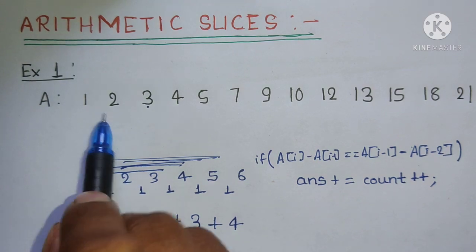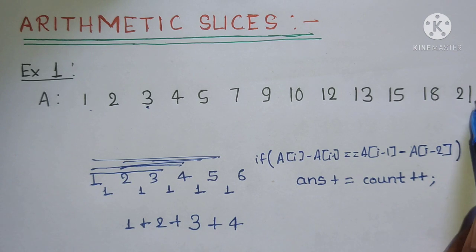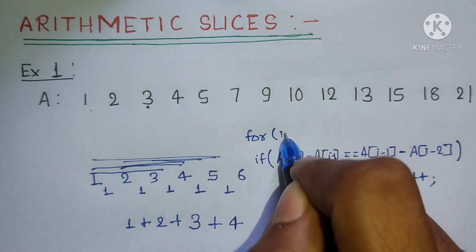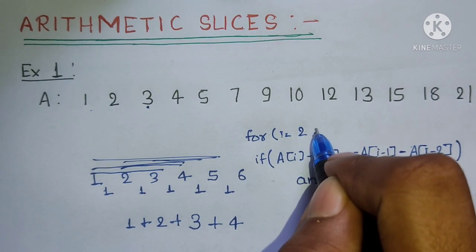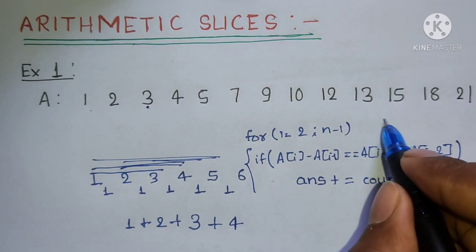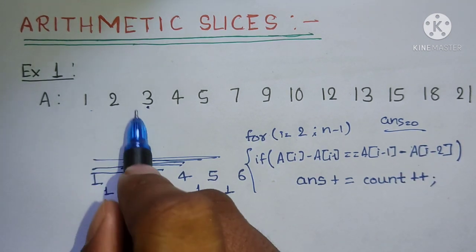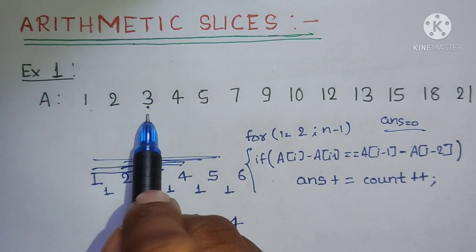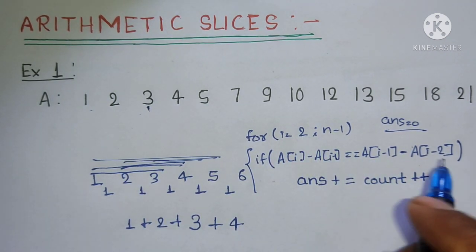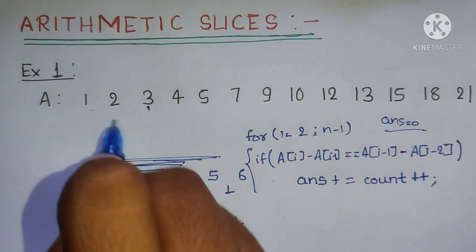Suppose we start from here and go till the last element of this array. So the loop will be for i equals 2 to n minus 1. In the beginning the answer is 0. When we start, this condition is satisfied, so we initialize our count to 1.